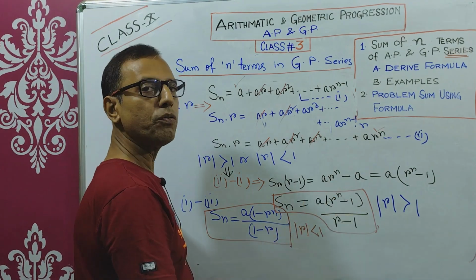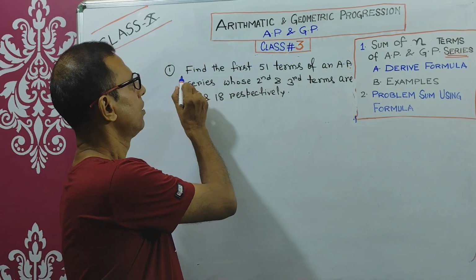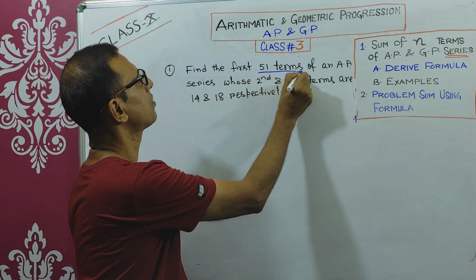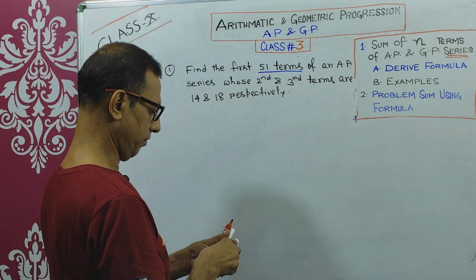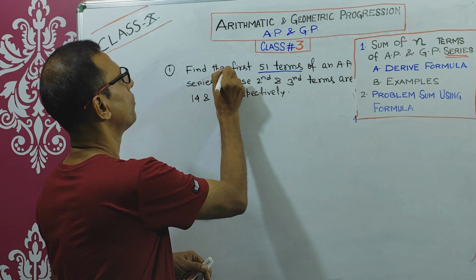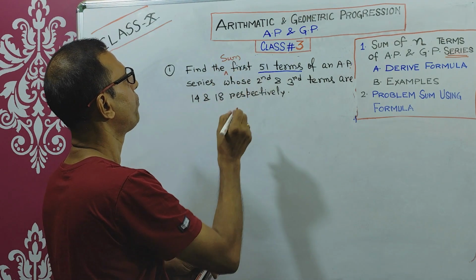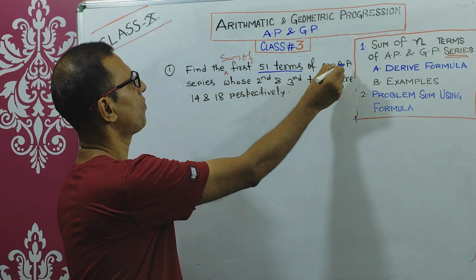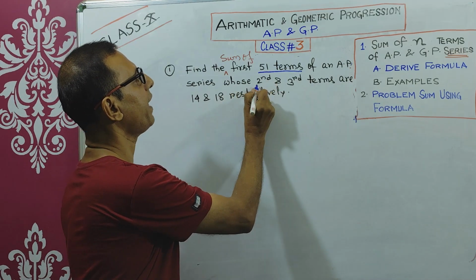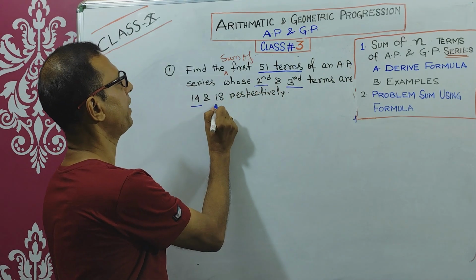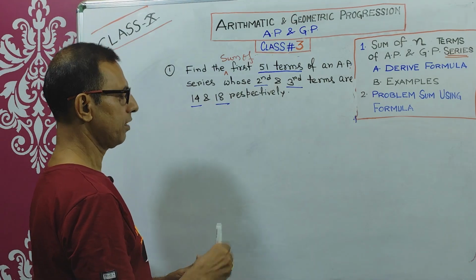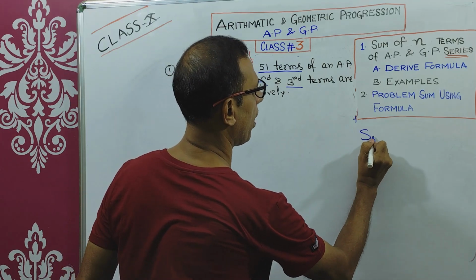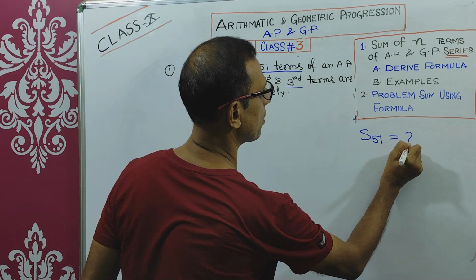Okay, then I will do a few examples. See this problem. Find the sum of first 51 terms of an AP series whose second and third terms are 14 and 18 respectively. So what is the question? The question is you need to find the first 51 terms.